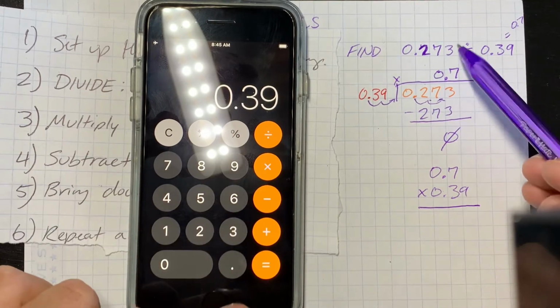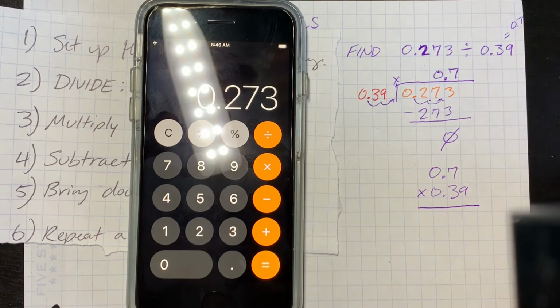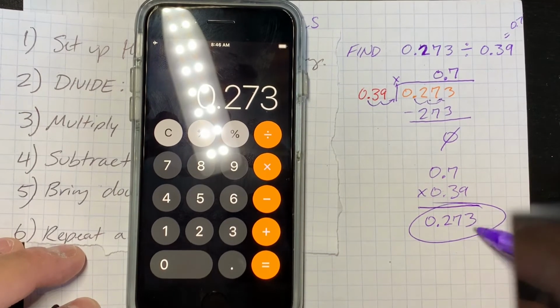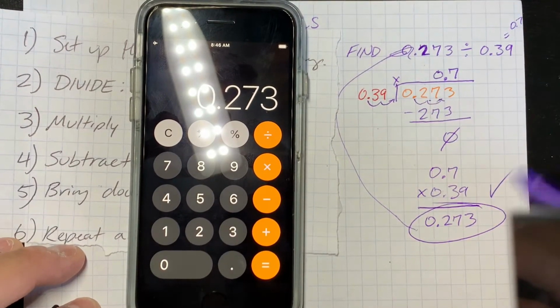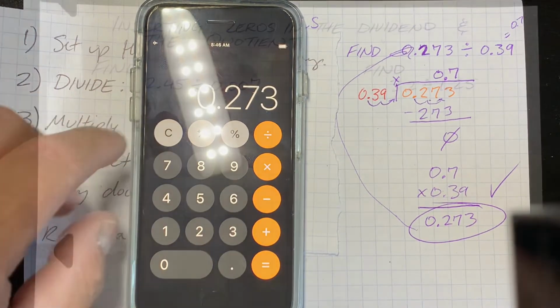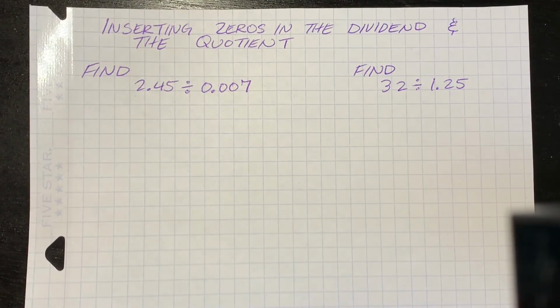And it should equal the dividend 273 10,000ths. 273 10,000ths. There we go. So it checks. The product matches the dividend. It checks. All right. Let's move on to the last two problems. All right. Again, so we're going to be doing the same process.